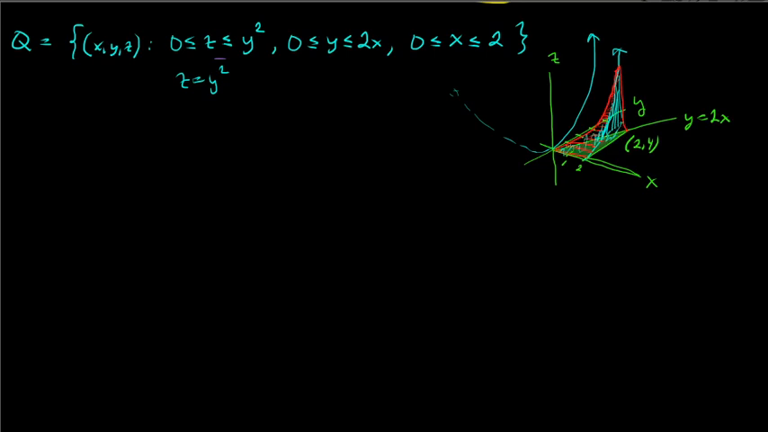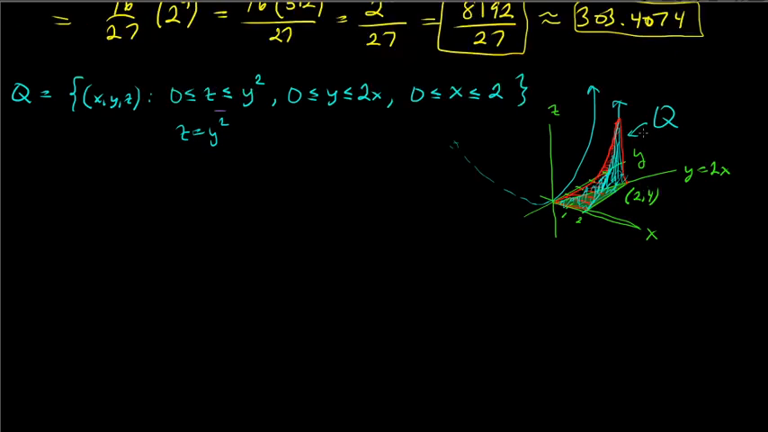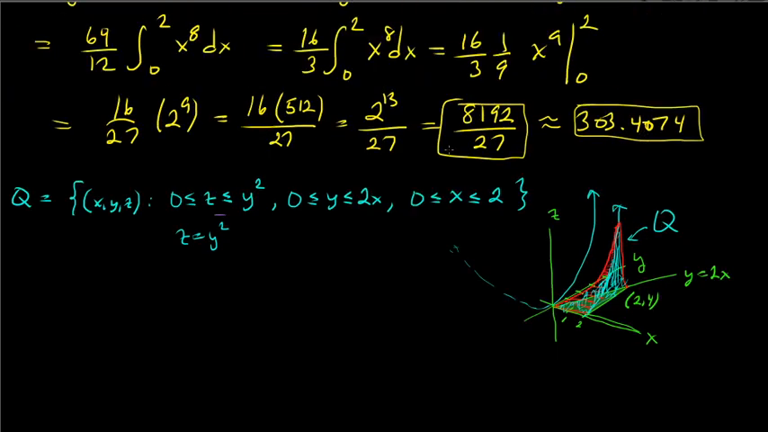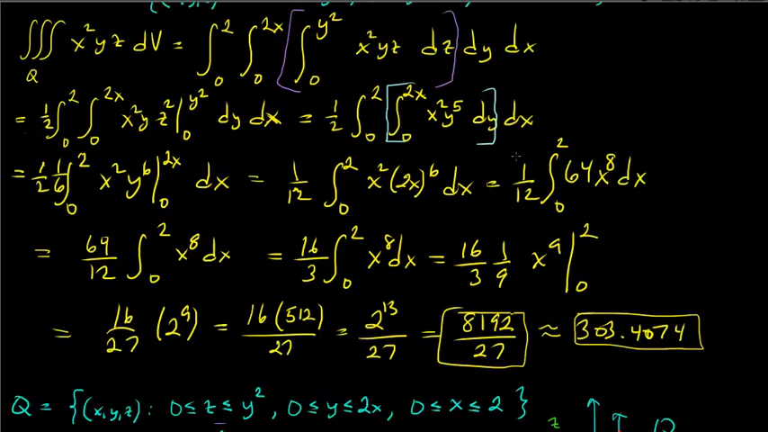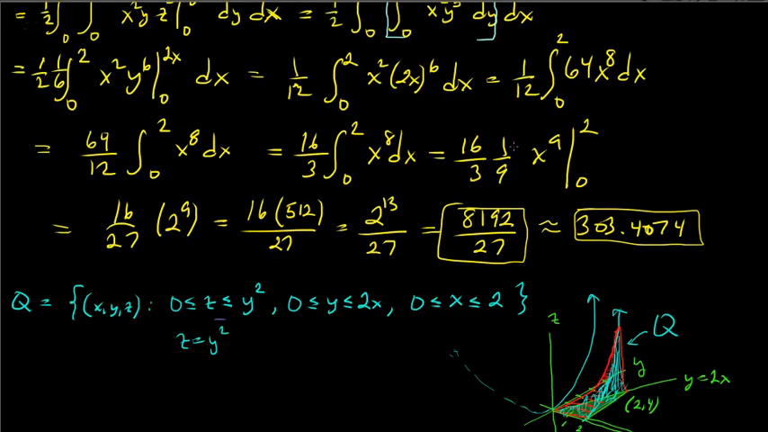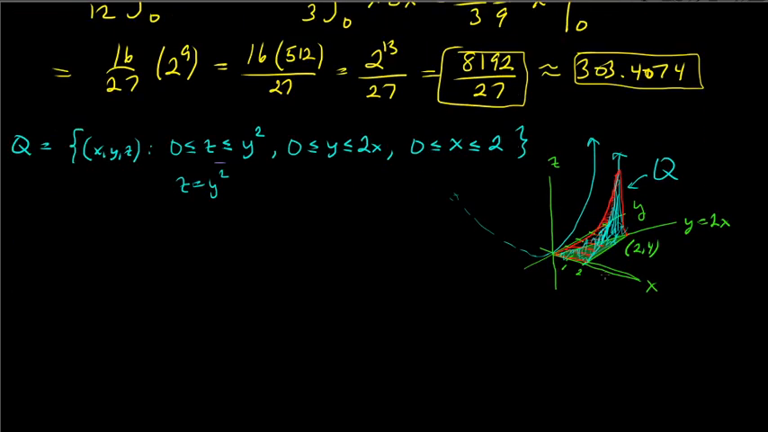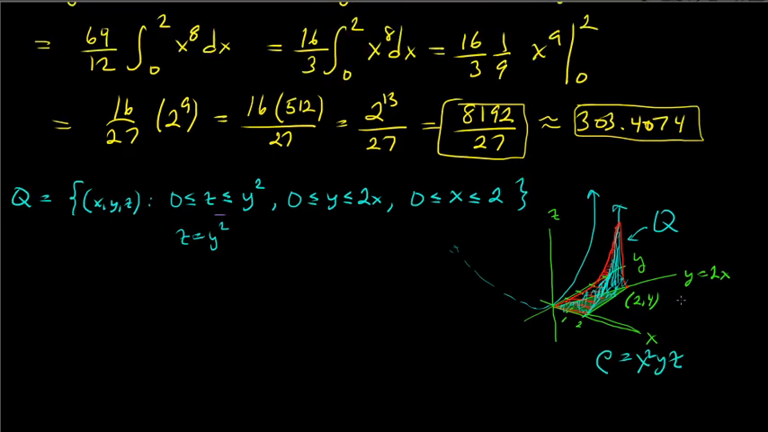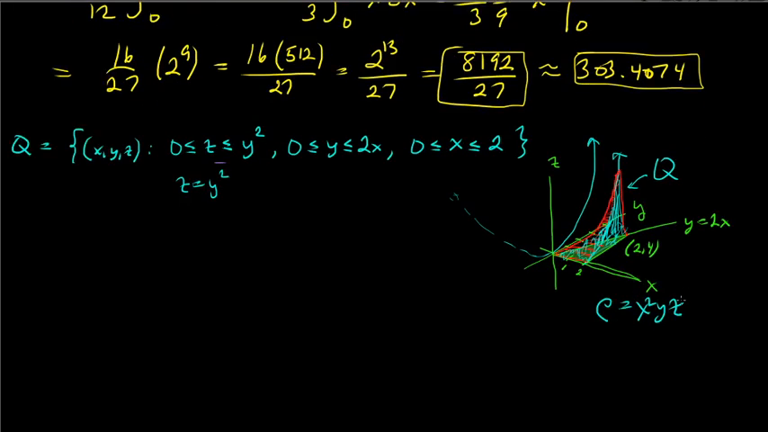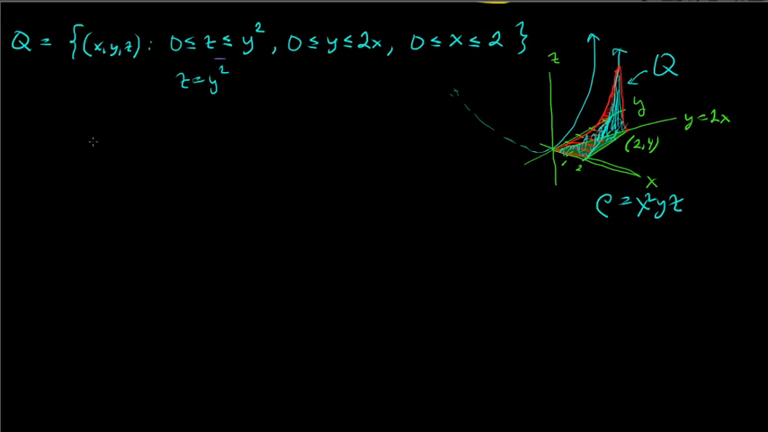Right, and it's very low down here, but it's higher up here. So again, not a great picture, but that's the Q. That's the volume we're looking at here. And remember, this is not the volume. This is just the mass of the object, where this is the density. Right? So the density, remember, I think it was x squared yz, right? Yep, x squared yz.